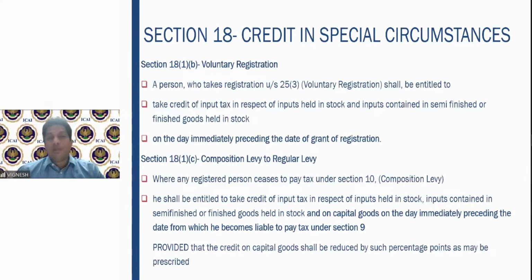Important point, please make a note: inputs in stock, and inputs in finished and semi-finished goods held in stock. So 18(1)(a) and 18(1)(b) don't cover the capital goods, but 18(1)(c) covers the capital goods. Can anyone tell me what is the logic of not including the capital goods in 18(1)(a) and 18(1)(b)? And why suddenly in the composition scheme are you including the capital goods? What is the intention of the law behind this provision?